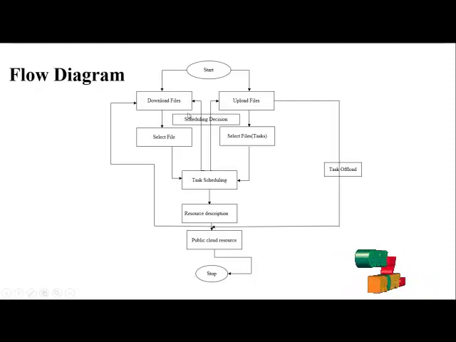The other one is the download process. When the users come to the cloud, first the download user sends a request to the server saying I need this file to download. When the CSP receives the request, only then does the CSP respond to the client for the download process. After selecting the file, the files go to task scheduling. After the resource description, the file is downloaded. This is the task offloading process.